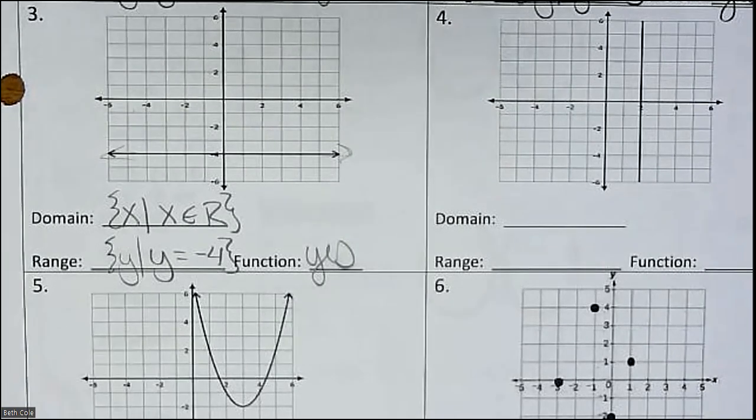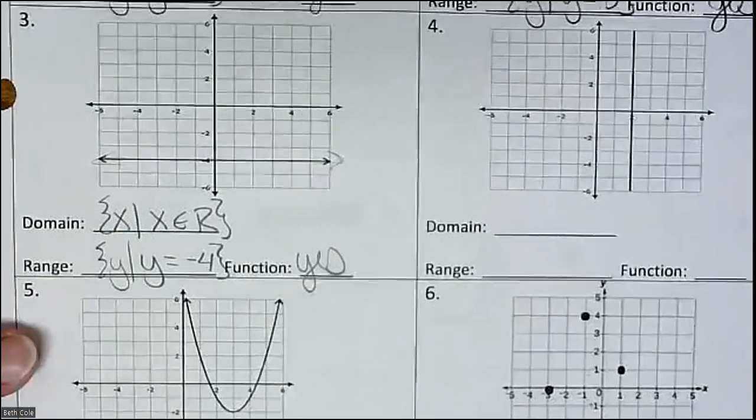Well, what does the word constant mean? Like in life? Yeah, stays the same thing over and over again.